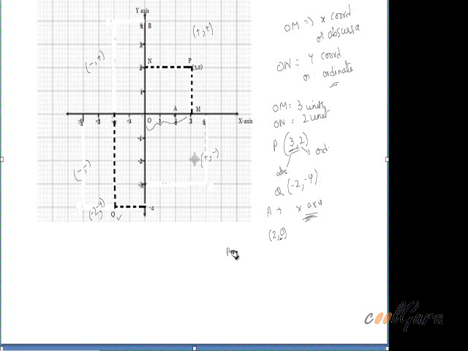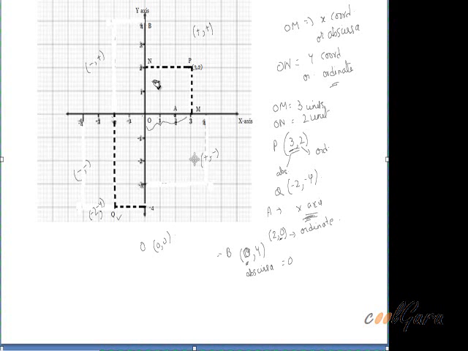Similarly, any point on the y-axis, consider this point B. It is on the y-axis. Its coordinates will be of the form (0, 4). Its abscissa will be 0. So any point which is on the y-axis will have abscissa 0. Abscissa will be 0 for any point on the y-axis and ordinate will be 0 for any point on the x-axis. And what about this origin? Coordinates of the origin are (0, 0).